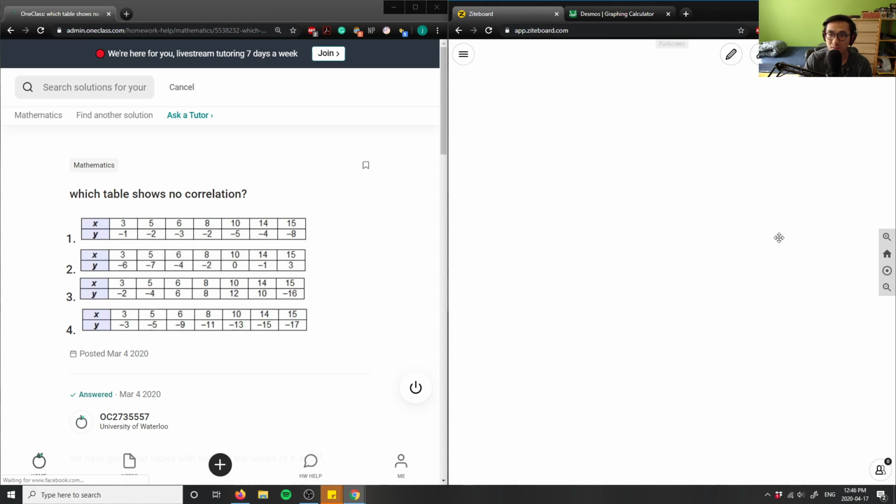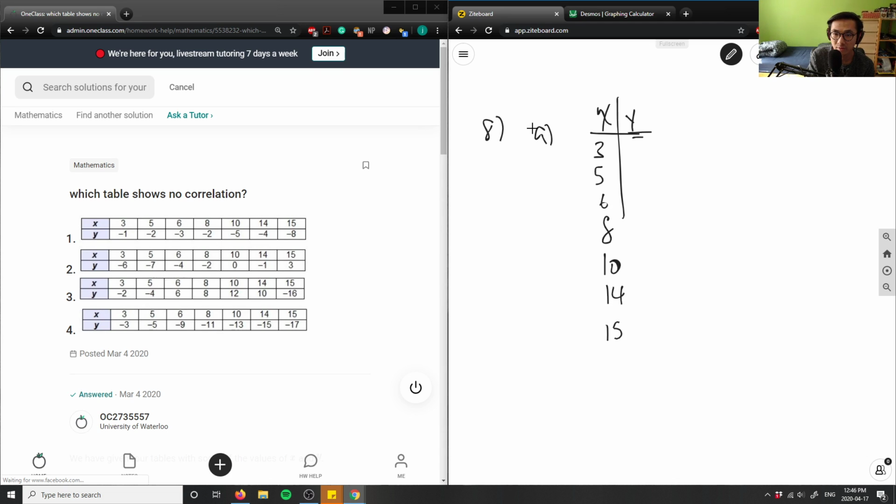Let's do number 8. 8 says, which table shows no correlation? These are actually a pretty long question. So let me write down the table of values vertically, so it might help some of you out. So this is 3, 5. This is for A. 3, 5, 6, 8, 10, 14, and 15. Then I have negative 1, negative 2, negative 3, negative 2, negative 5, negative 4, and negative 8.